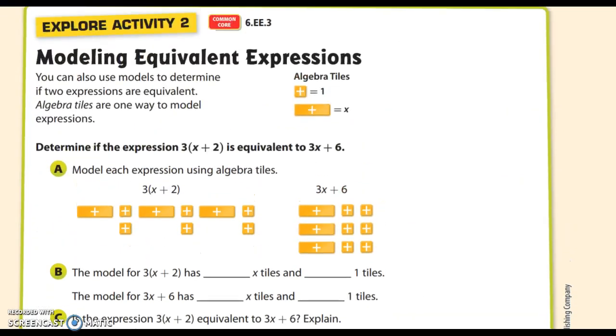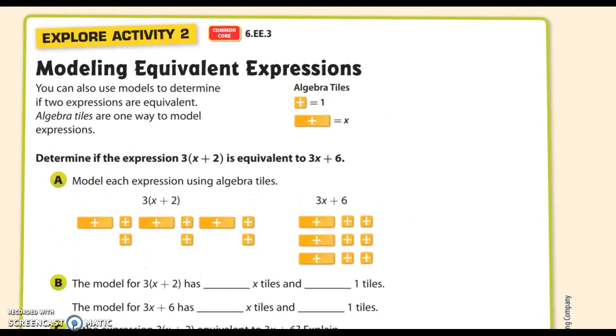Now we're on modeling, and this is going to be a little tricky, but hey, you know how it goes. I'll do my best to help you. Read with me. It says modeling equivalent expressions. You can also use models to determine if two expressions are equivalent. Algebra tiles are one way to model. Here's what you got to know about algebra tiles. They use big ones and little ones. And the little ones are worth 1, and the big ones, we don't know how much they're worth, so they're worth an x.